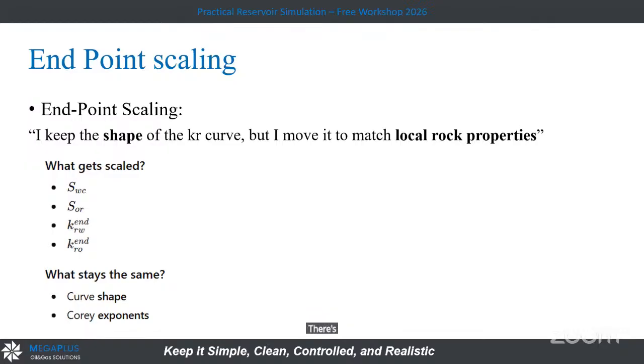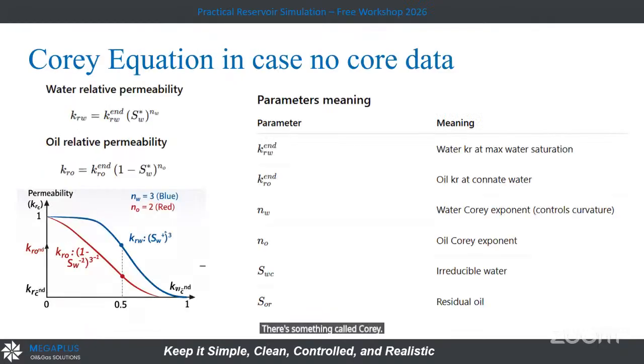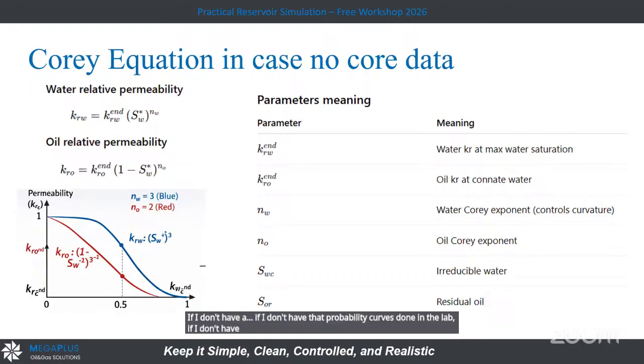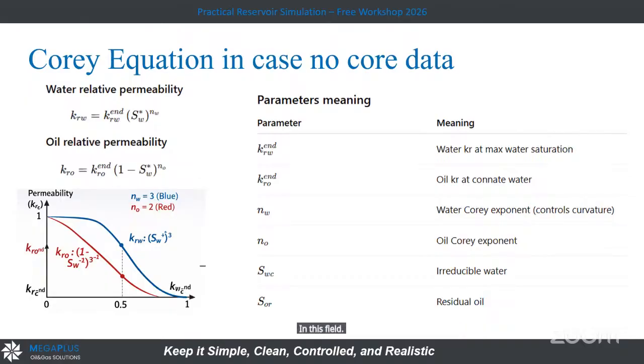There's something called Corey, the last slide. If I don't have reservoir, if I don't have relative permeability curves done in the lab, if I don't have special core analysis in this field, what I'm going to do, I will assume the endpoint scales, and by this simple equation, I will do the Corey, using the Corey equation or Corey function to create relative permeability curves.